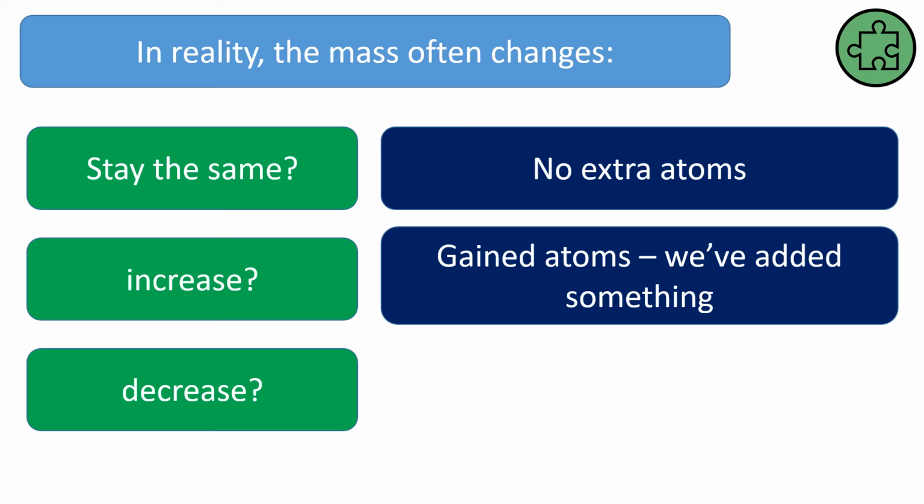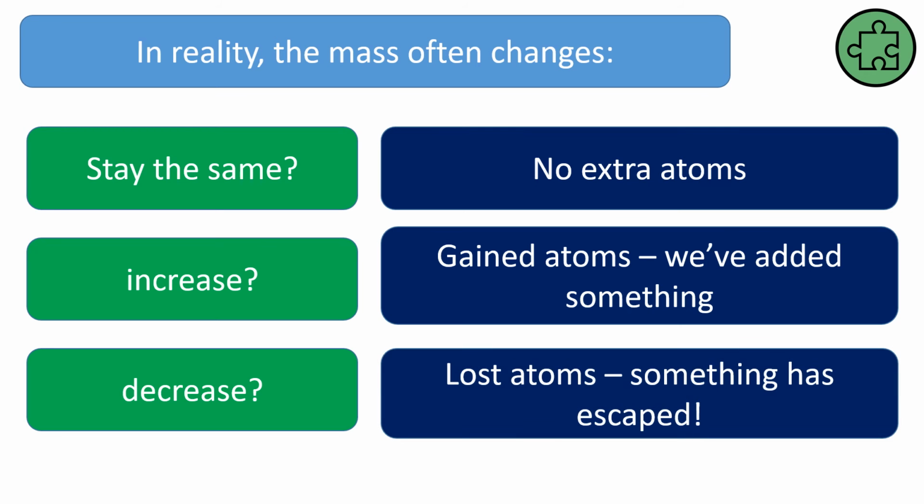Now, if your mass decreases, it means you've lost some atoms. So they're still there, they're just not on the equipment that you're using to measure. They've managed to escape. So let's look at some examples of this.